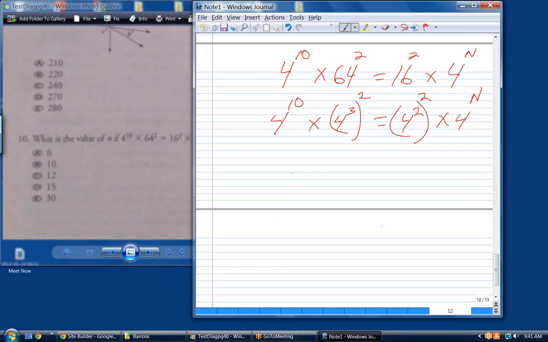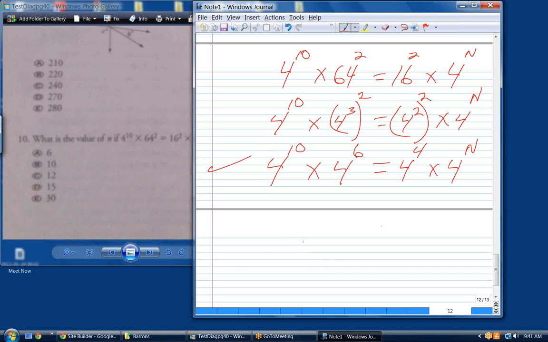And always put parentheses around them because we still have to take that to another exponent. So now let's reduce. This becomes 4 to the 6th equals 4 to the 4th. You see where we're going with this? Can you take it from here?